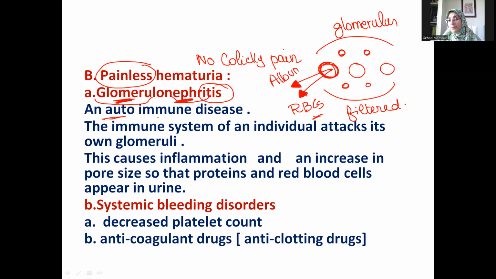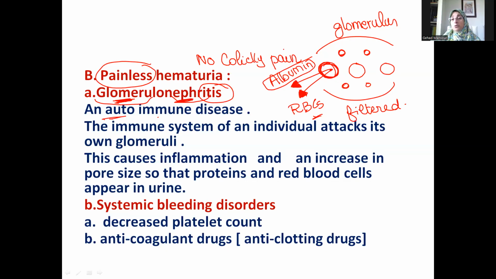So albumin, why specifically albumin? Because albumin is one of the smallest proteins. So proteins essentially are bigger than the size of the pores, but when the pores are diseased because of an autoimmune disease, when they get inflamed, they widen. And when they become wider, they will allow particles that were previously prevented, like albumin, to pass in the filtrate. So normally we don't see RBCs and albumin in urine, but in glomerulonephritis, we do see albumin and RBCs in urine.